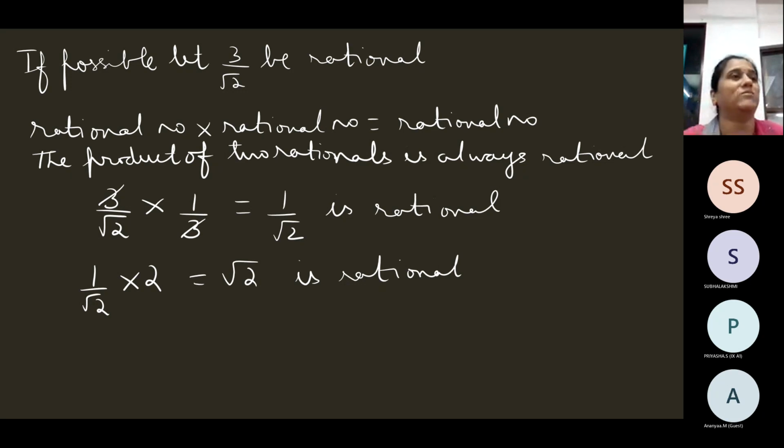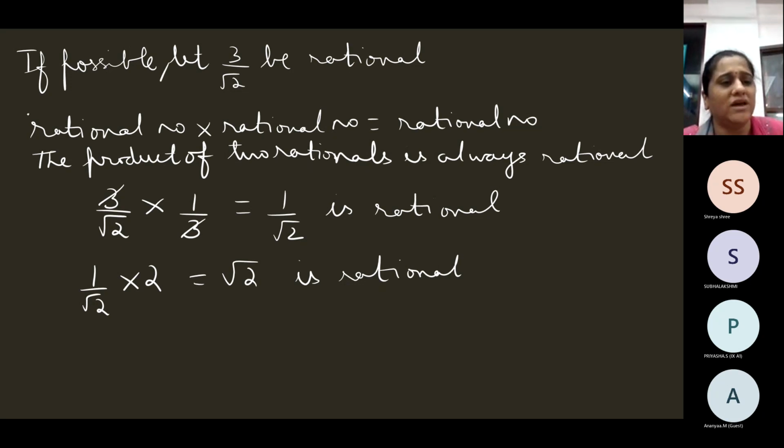We know because by the theorem, if P is a prime number, root P is irrational. So you should say this is a contradiction. Why? Because of our incorrect assumption that 3 by root 2 is rational. Therefore, 3 by root 2 is irrational. This is what you'll have to do for 2 marks. If possible, you start like this: if possible, let 3 by root 2 be rational.